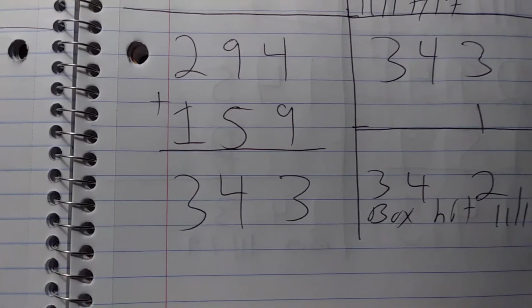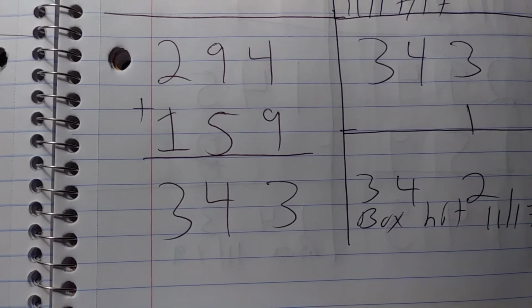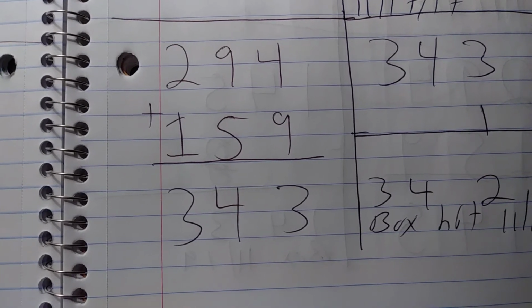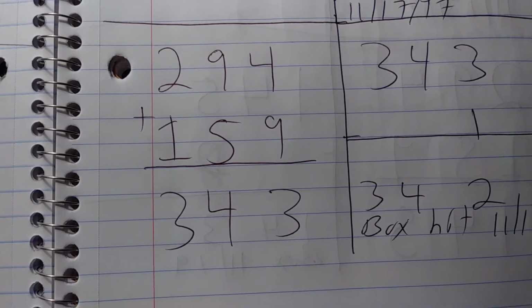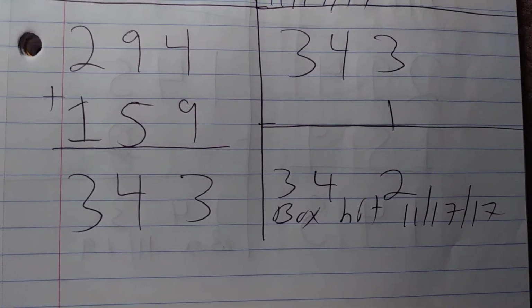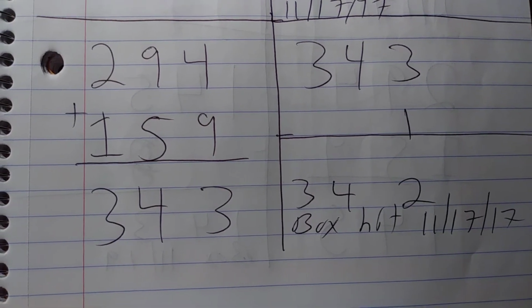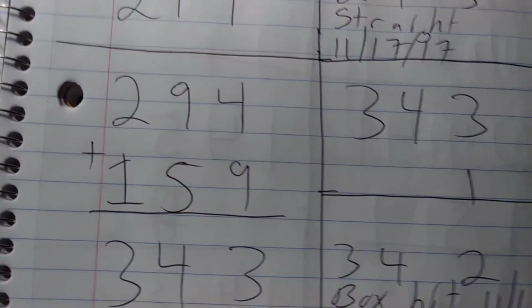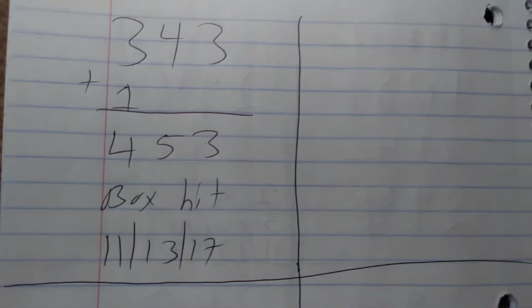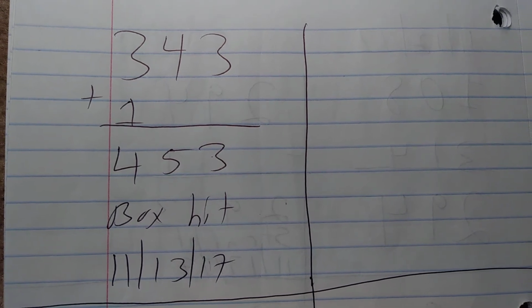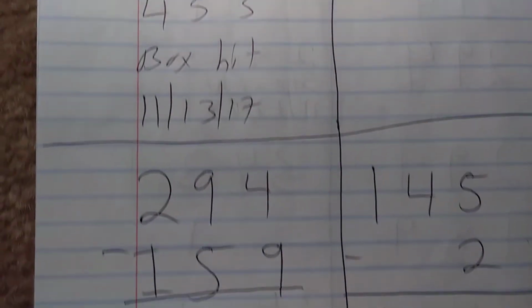And then 294 plus 159, so 4 plus 9 is 13, keep the 3. 9 plus 5 is 14, keep the 4. And then 2 plus 1 is 3, so 3, 4, 3. And then 3, 4, 3 minus 1 off that last digit, and that's 3, 4, 2. And that was a box hit on November 17th. And then you'll take that 3, 4, 3 plus 1, so that's going to be 4, 5, 3, and that was a box hit on November 13th.